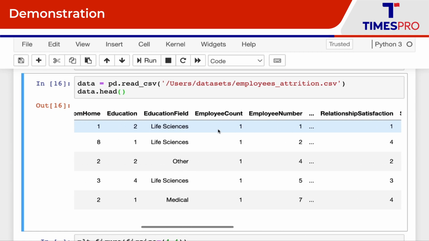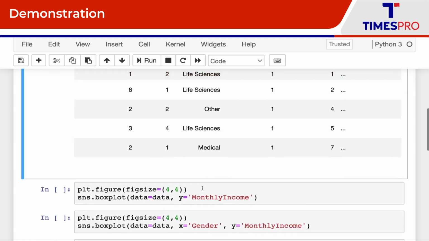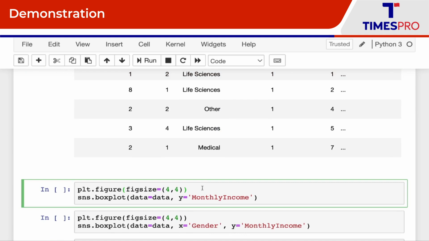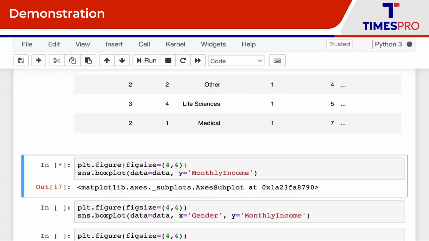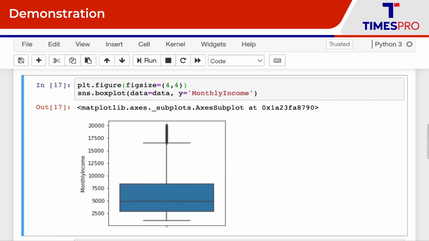So what we are going to do is focus on one of the numerical columns, which is monthly income. I'm going to use a box plot to understand the distribution of monthly income.